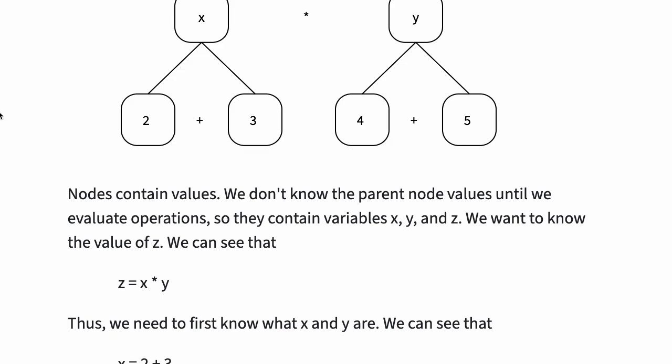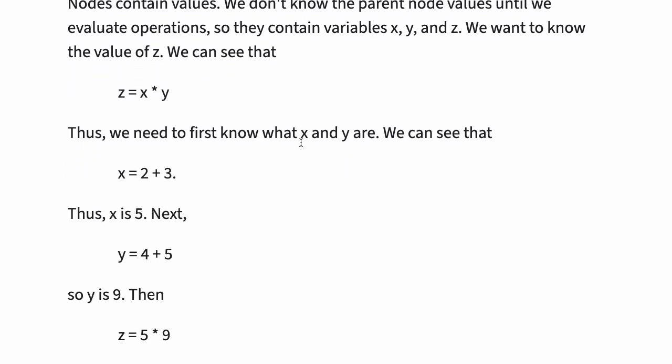We can see that x is equal to 2 plus 3. Thus, x is 5. Next, y is equal to 4 plus 5, so y is 9. Then z is equal to 5 times 9, which is 45.